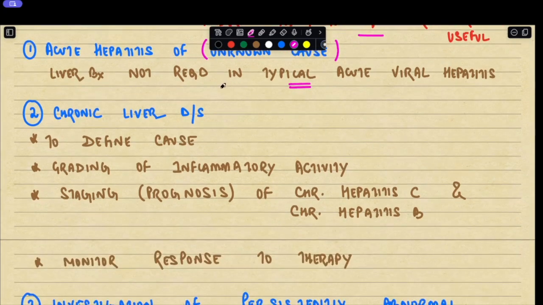Then the second indication is in chronic liver disease, so as to define the cause of the chronic liver disease, okay? Second, grading of the inflammatory activity as well as the staging of chronic hepatitis, both hepatitis B and C, as well as to monitor the response to therapy, okay? So for chronic liver disease, these are the indications.